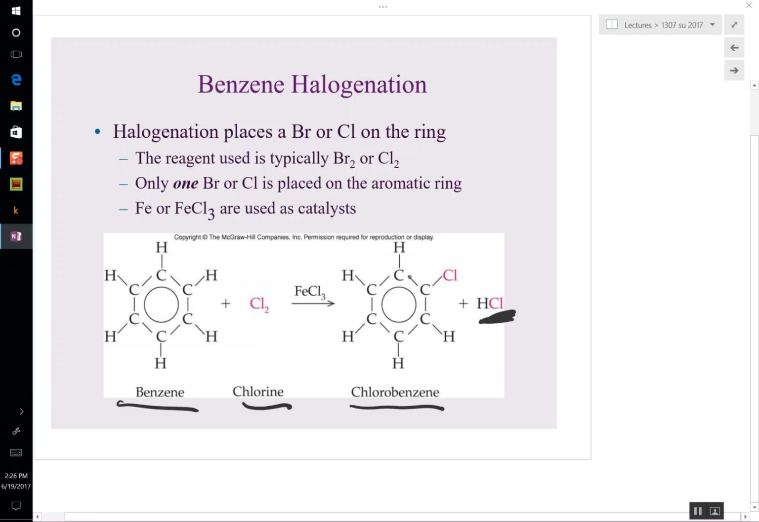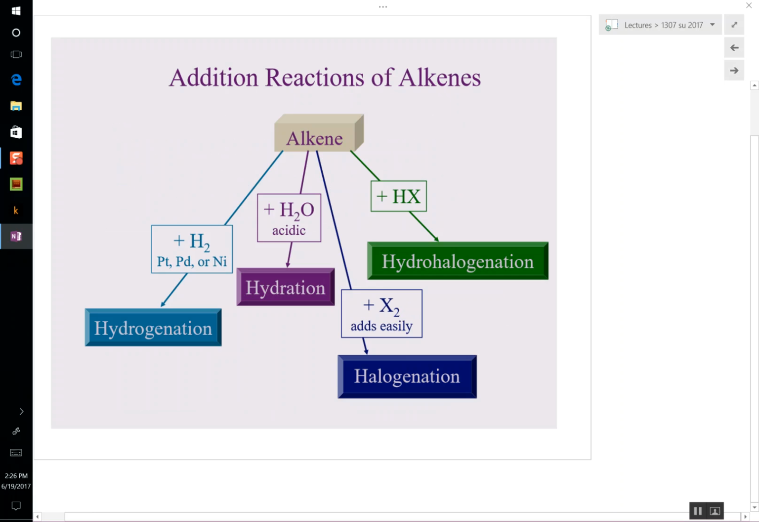So, be able to handle fluorine, bromine, iodine, which would all do the comparable thing here. You would get one fluorine on benzene and you get HF as the other product. Okay, now we're just looking at the summary of reactions.